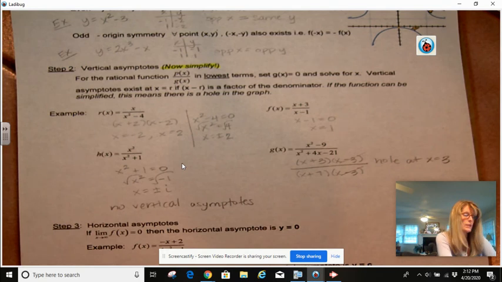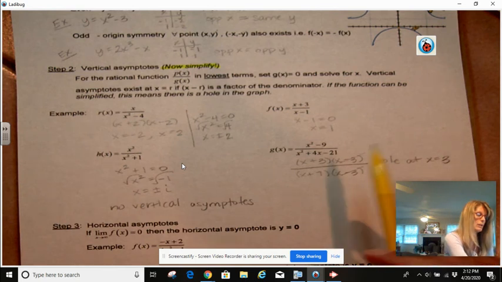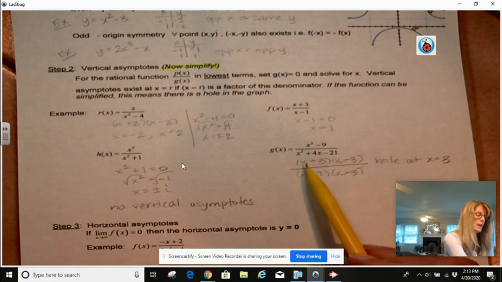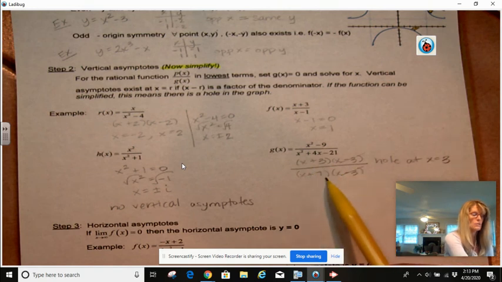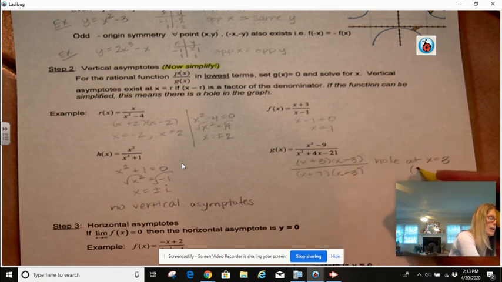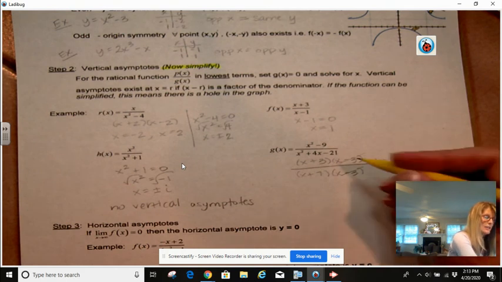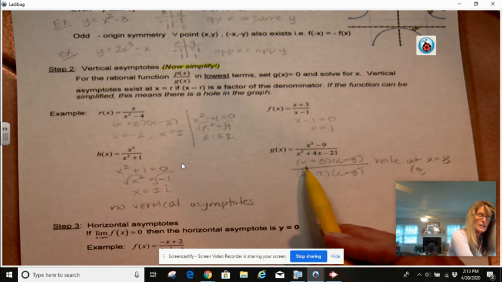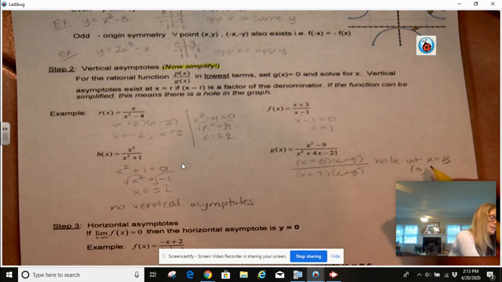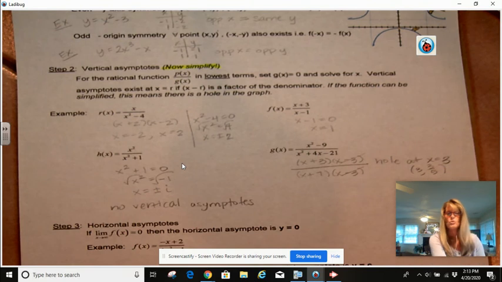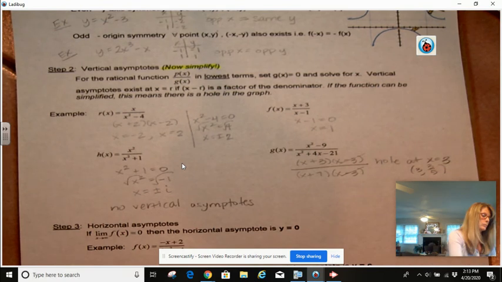If we want to specifically know where that hole is, not just at x equals 3, but what is the corresponding y value, we would take that 3 and plug it in for both of the remaining x's, and we would get 6/10, which reduces to 3/5. So the hole is specifically at the ordered pair (3, 3/5). So that's where I would actually draw the hole.